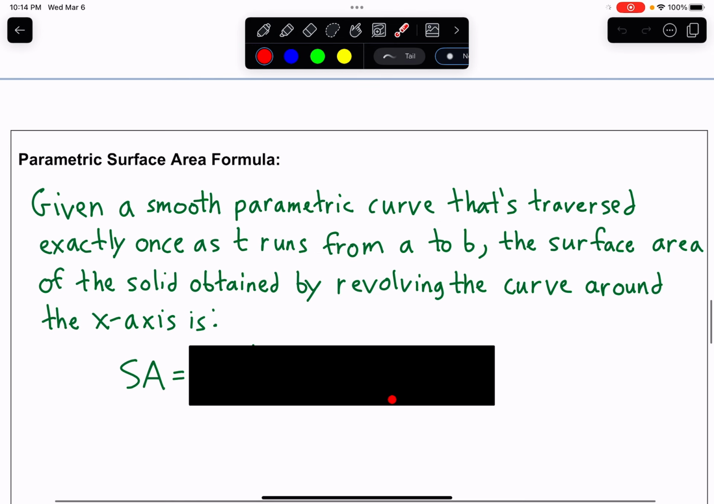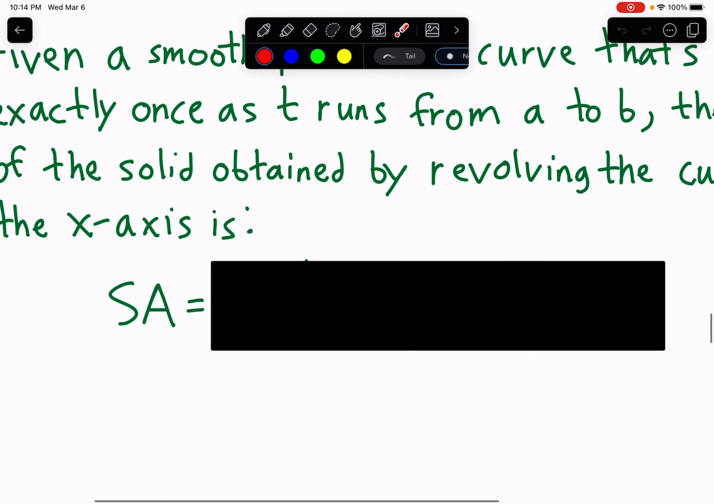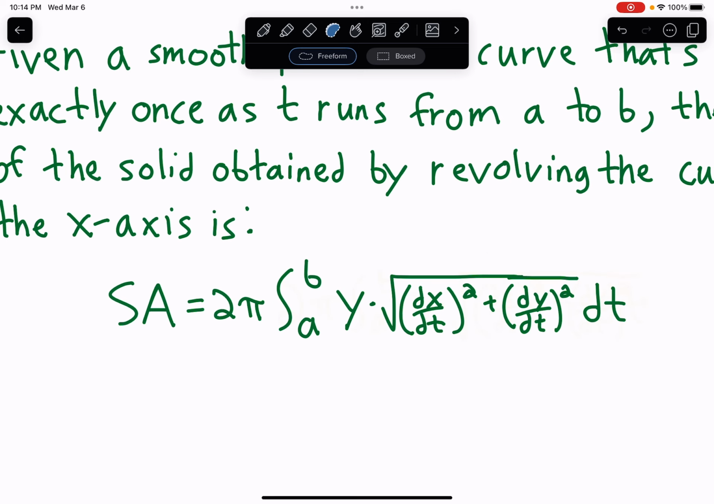For us, the setup here is a little more complicated. Feel free to pause the video to write this down. Given a smooth parametric curve that's again traversed exactly once as t runs from a to b, the surface area of the solid obtained by revolving the curve around the x-axis is, we're not going to do a proof for this one, we'll just give you the formula here. It is 2 pi again, times the integral from a to b.